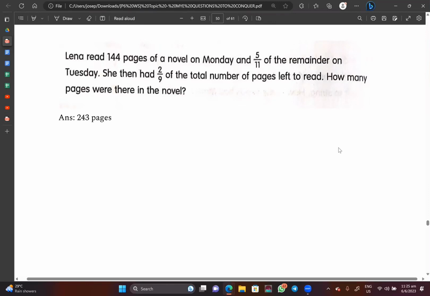Hi everyone, today we are looking at a question like this. Now, as you can see over here, it says that Lena read 144 pages of a novel on Monday. So when we see sentences like that, what we want to do is break it down first.